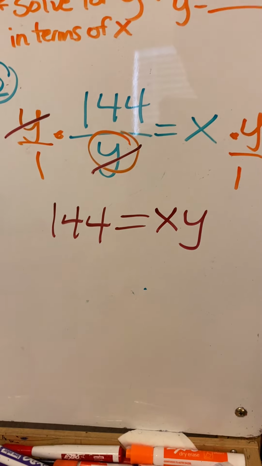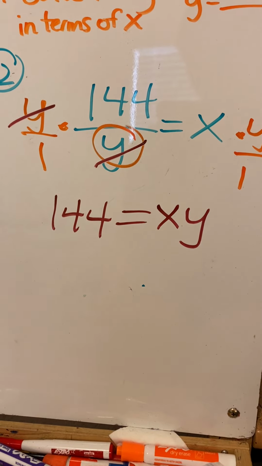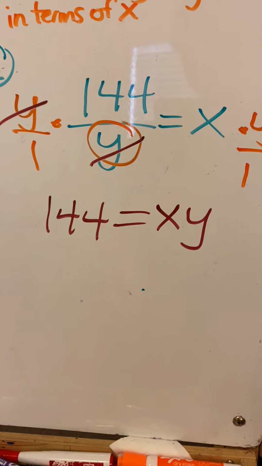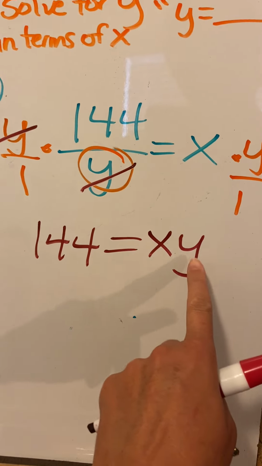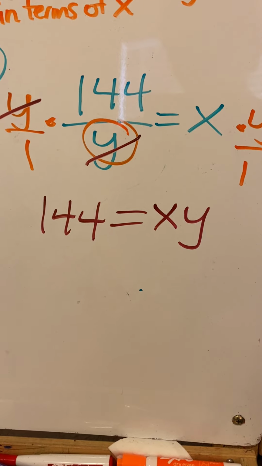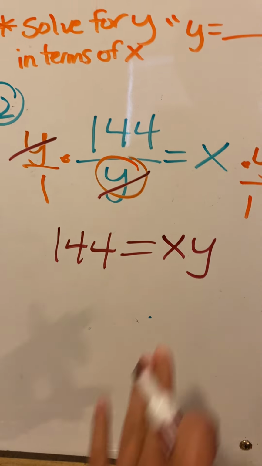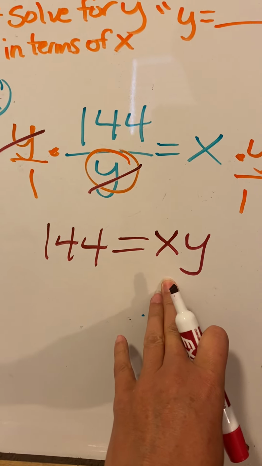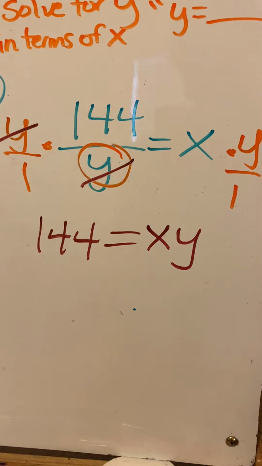Well, we haven't solved the problem yet because now we have x and y together, but we just want y by itself. So in order to get y by itself, we're going to look at x and y. xy is really x times y. And remember, when we are multiplying on the side of the variable that we're trying to get by itself, we have to divide. We have to use the opposite operation.